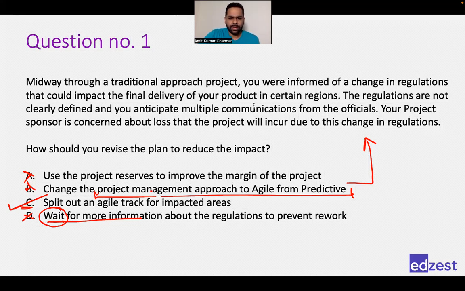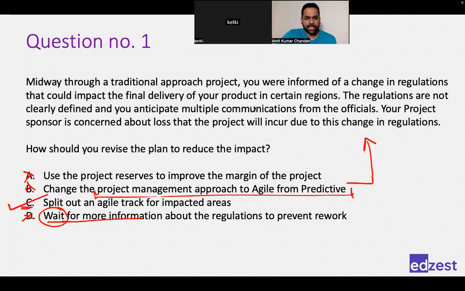Any question in this, anyone? Yes, Kirti, please go ahead.